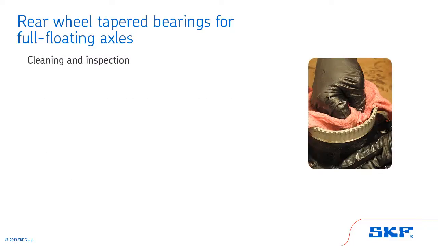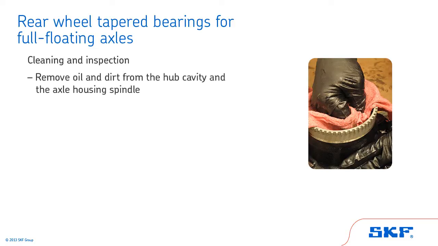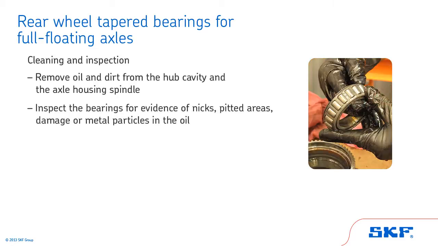Now let's review cleaning and inspection procedures for rear wheel tapered bearings for full floating axles. Begin by removing oil and dirt from the hub cavity and the axle housing spindle. Inspect the bearings for evidence of nicks, pitted areas, damage, or metal particles in the oil. If any of these are found, discard the entire bearing and replace it with a new one.